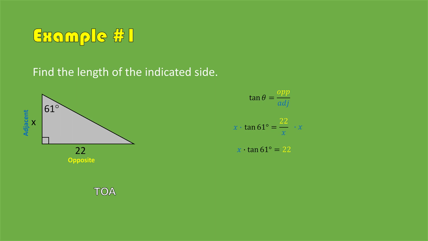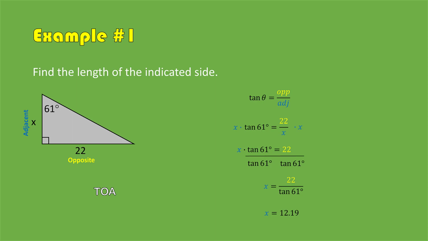We've gotten rid of that denominator. Now x is on the left side, but we still need to get x by itself. We can divide by tangent 61. Think of tangent 61 as its own unit. Divide each side by tangent 61. And so x equals 22 divided by tangent 61 degrees. At this point, all we do is we go to our calculator and we type this in. 22 divided by tangent 61. And hit enter. And x equals 12.19.